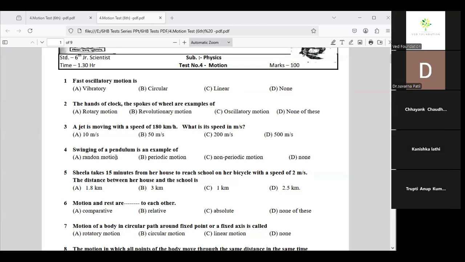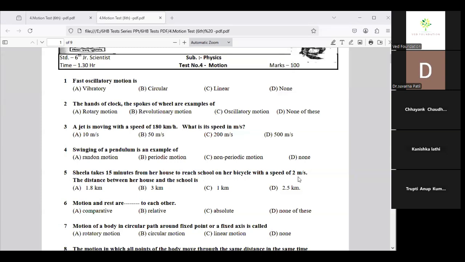Fourth, swinging of a pendulum is an example of, and the options are A, random motion, B, periodic motion, C, non-periodic motion, and D, none of these. So swinging of a pendulum is an example of periodic motion. B option is correct.